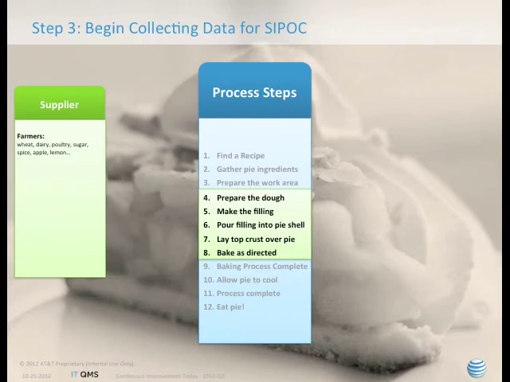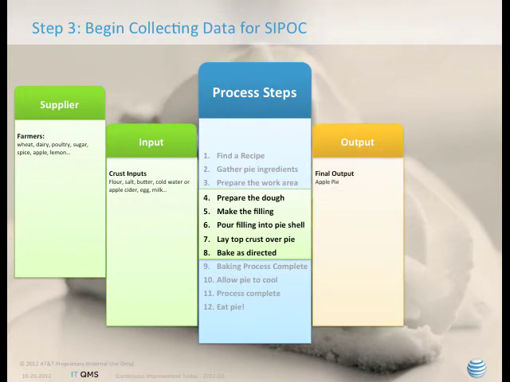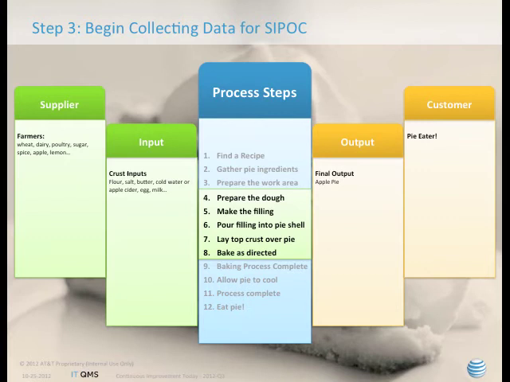What are my suppliers? I've got farmers. I've got the wheat, dairy, poultry, sugar, spice farmers, lemon, apples. And here are some of the inputs for the crust: flour, salt, butter, cold water. You can see these things are listed this way, but it's not necessary that we do these things in chronological order. Normally we would start with prepare the dough and what are my inputs to that. So this is just kind of getting started with it.